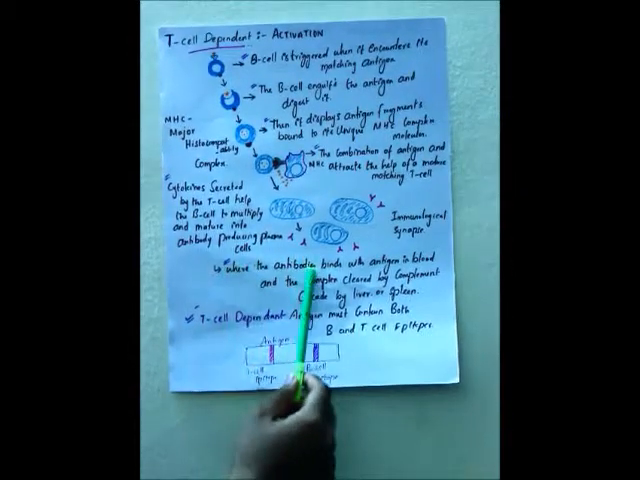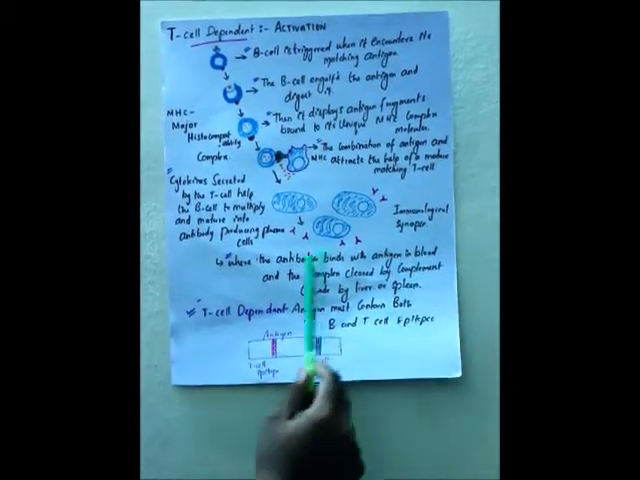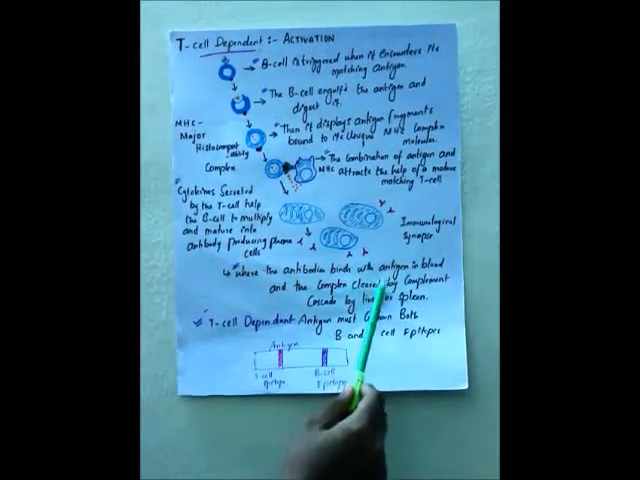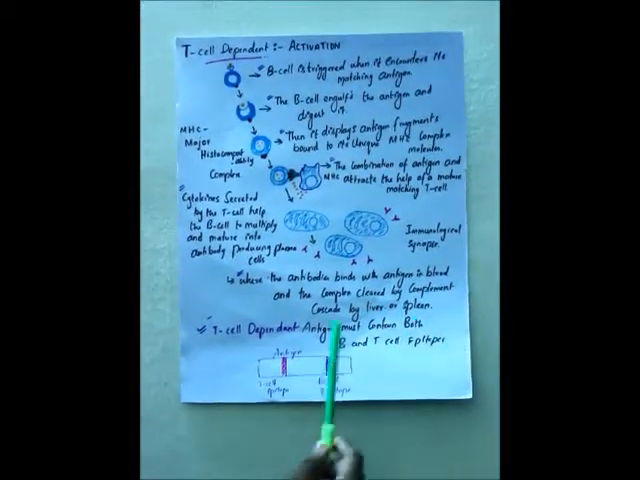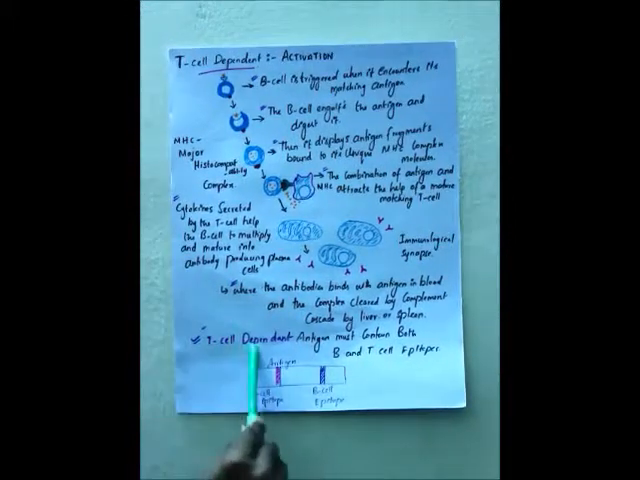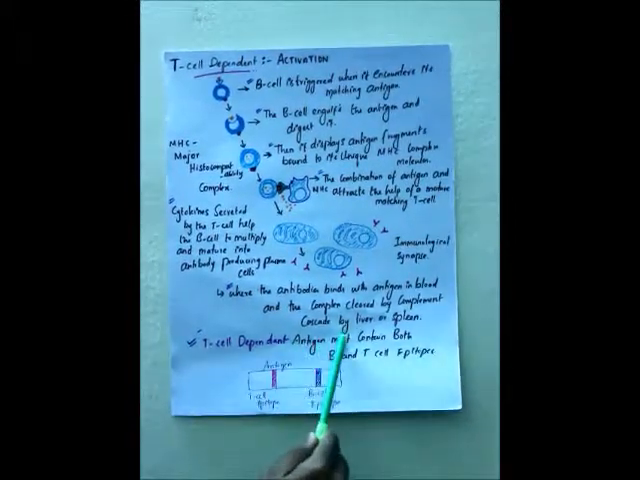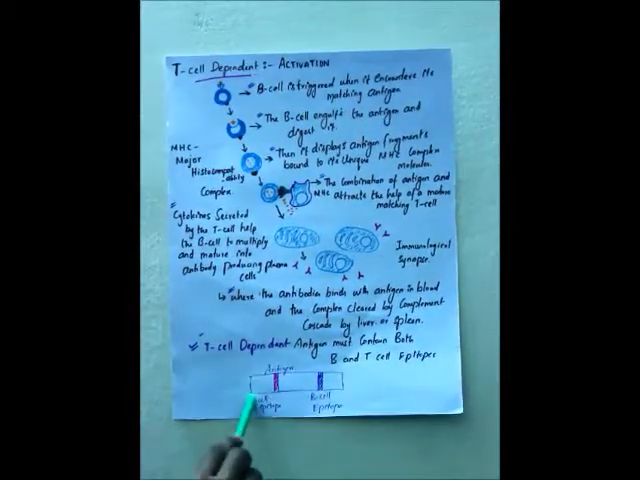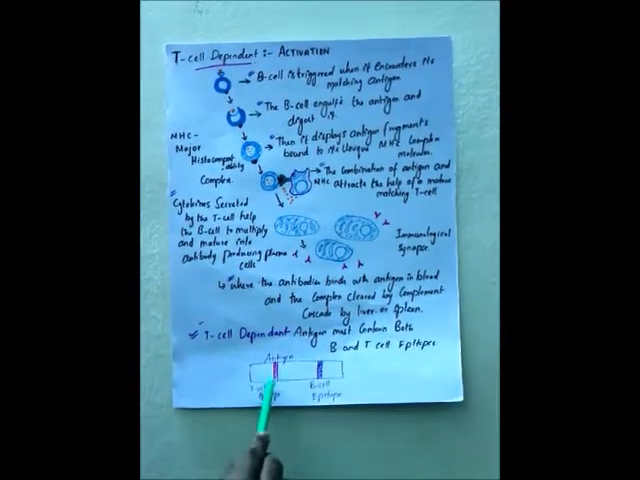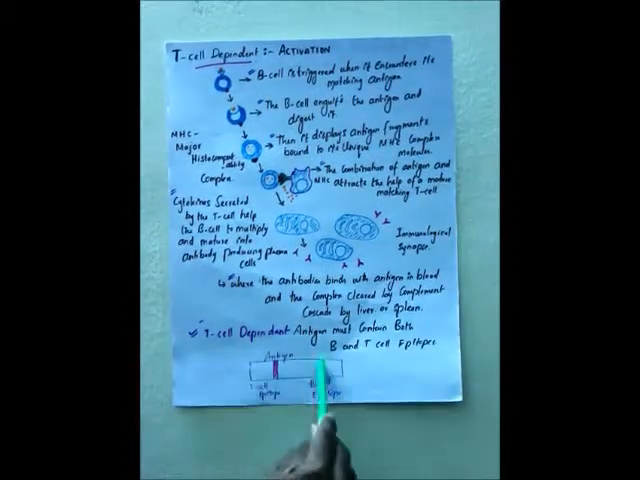The antibody binds with the antigen in the blood, and the complex is cleared by the complement system, by the liver or spleen. These T cell dependent antigens must contain both B and T cell epitopes. Here we can see an antigen which consists of a T cell epitope and a B cell epitope.